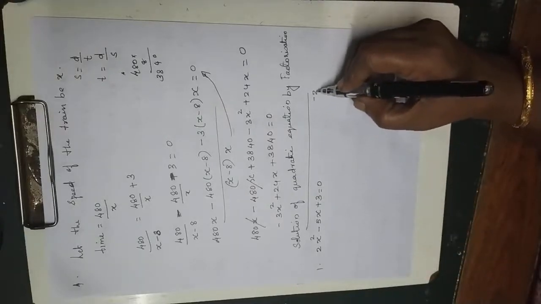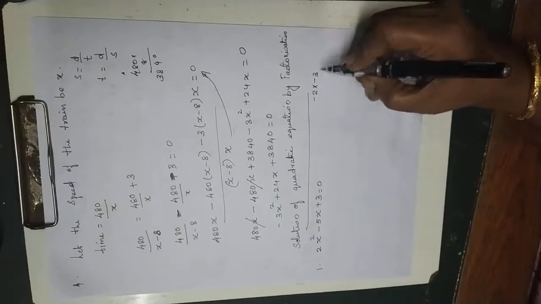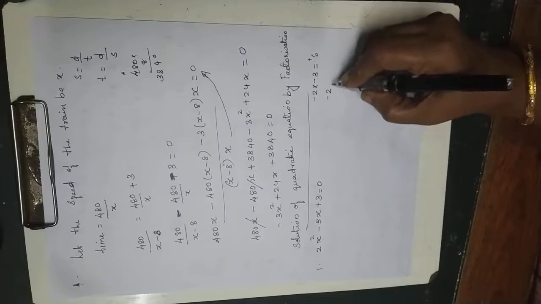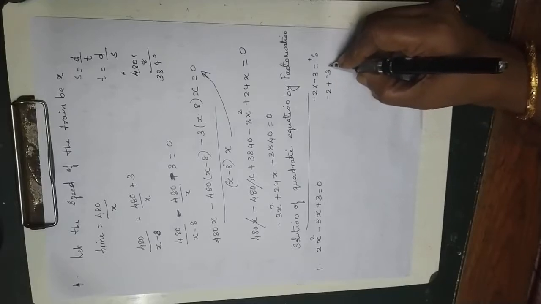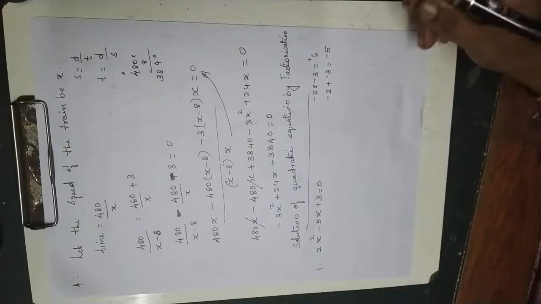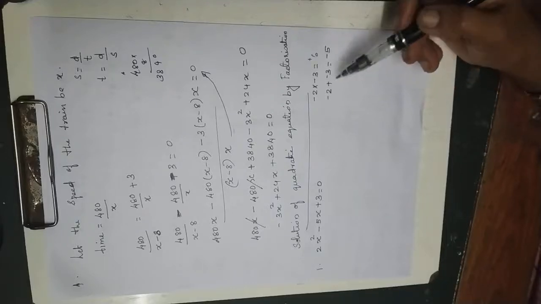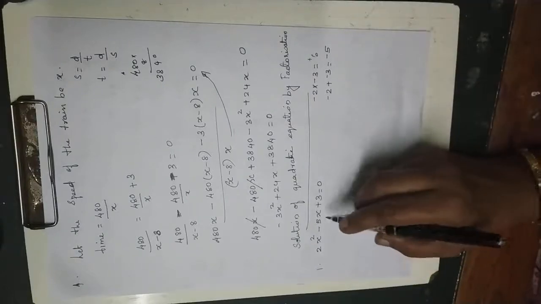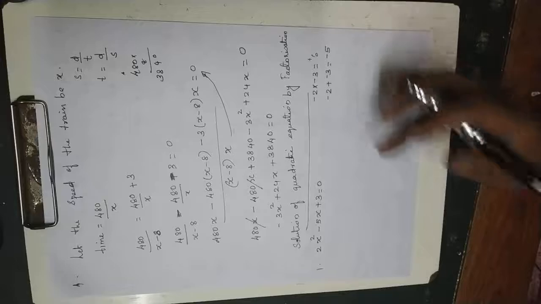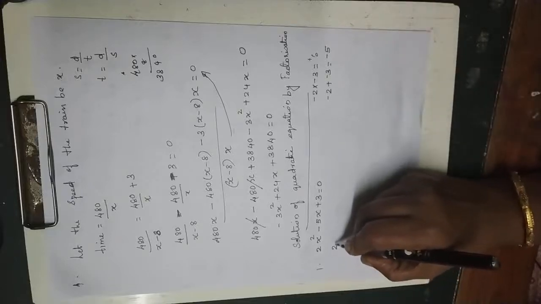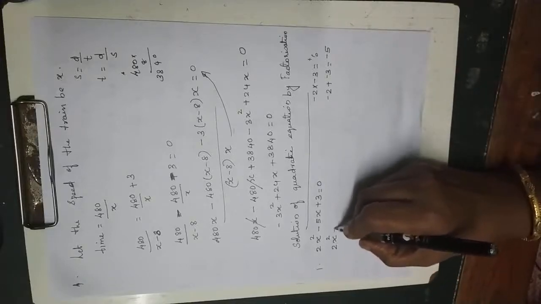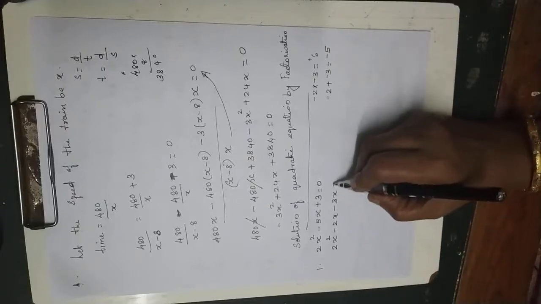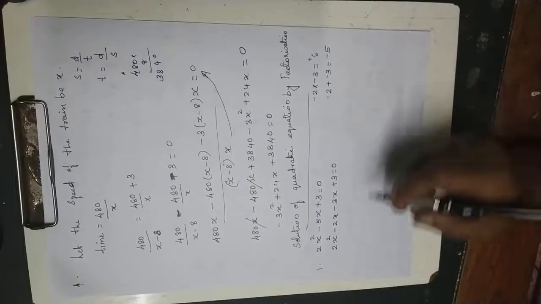So negative 2 into negative 3 is equal to positive 6, and negative 2 plus negative 3 will be equal to negative 5. So the numbers are negative 2 and negative 3. Now split the middle term in terms of 2 and 3. So you'll get 2x square minus 2x minus 3x plus 3 equal to 0.